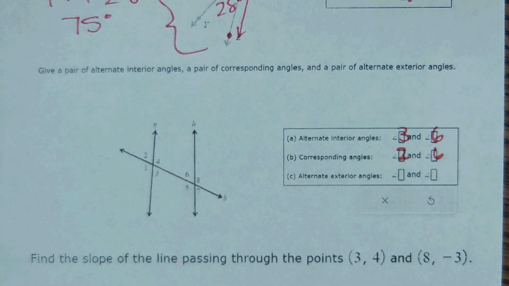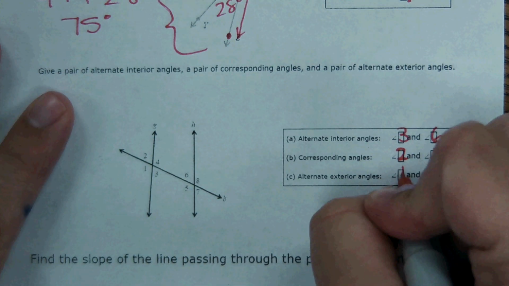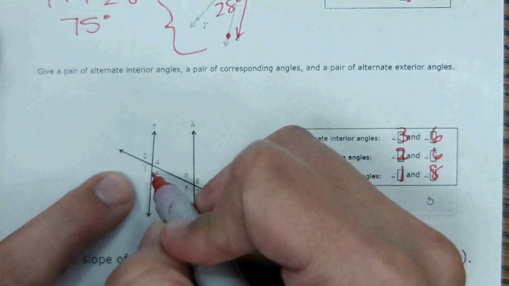And then corresponding, what did you use for that, Ethan? 2 and 6. That would be corresponding there. 2 and 6, you could also say 4 and 8, or 1 and 5, or 3 and 7.